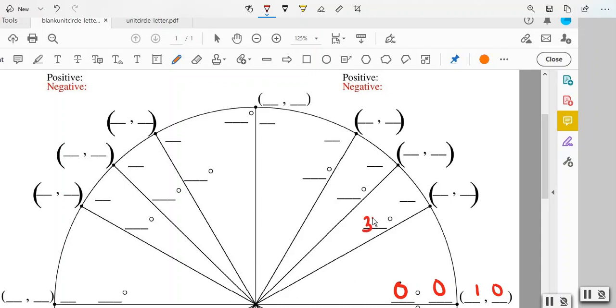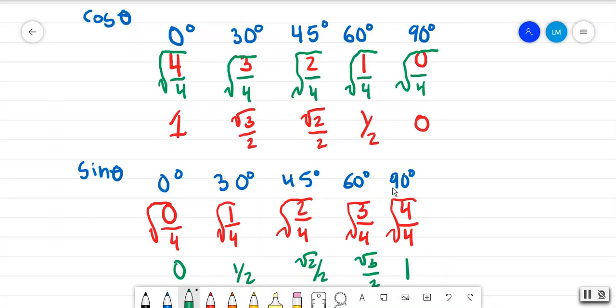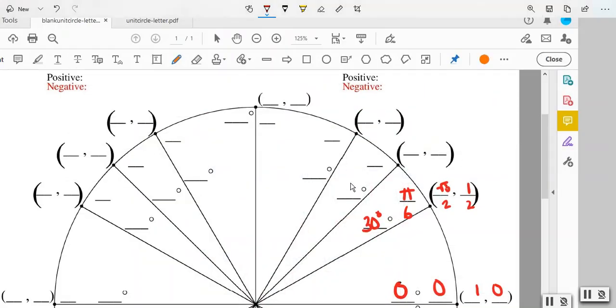Now this was the 30 degrees, and then this was pi over 6. So we said that that's going to be root 3 over 2, and then 1 half. Furthermore, if we look back at the chart we created, we're just going to list all these out one by one. So you have 45 degrees, and then pi over 4. Then you have root 2 over 2, and then root 2 over 2.